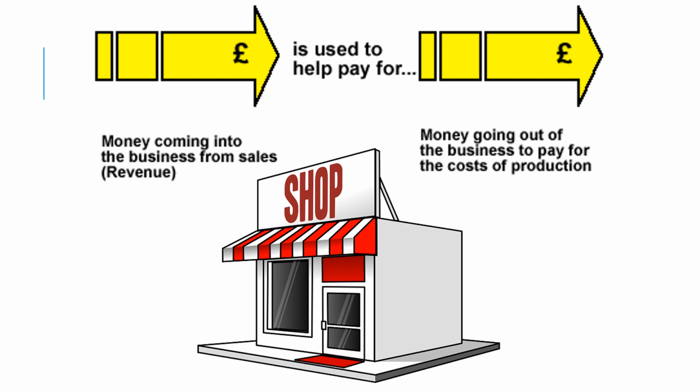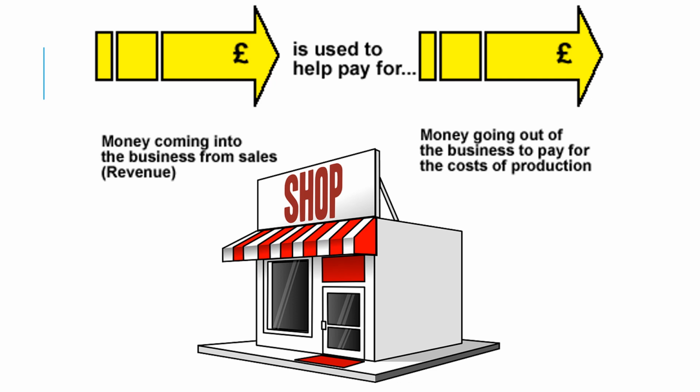Now if we think about the finances of a business, businesses receive money from customers. The money the business receives from customers we call revenue. If you picture a business that you visit, perhaps a sweet shop, something like that, all the money the business receives from its customers, it would class as revenue.